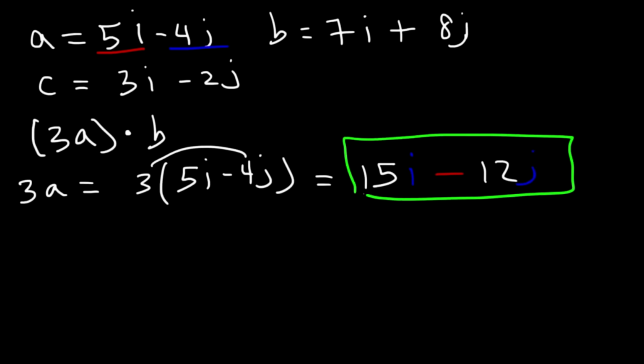Now let's go ahead and find the dot product between 3A and B. So let's multiply the x components. So we've got to multiply 5 and 15.